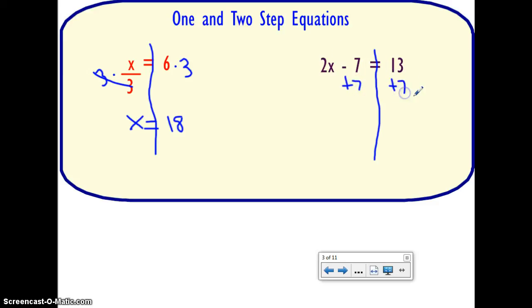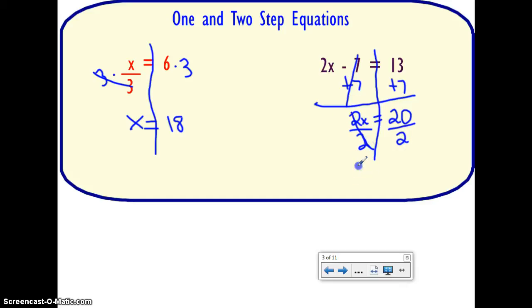Again, whatever you do to one side, do to the other. Those cancel out because negative 7 plus 7 is 0, so it's gone. That leaves me with 2x equals 20. Then you're going to take that and get rid of the 2, and you know that 2x, when you can't see a sign, means multiply, so you're going to divide. I divide both sides by 2.